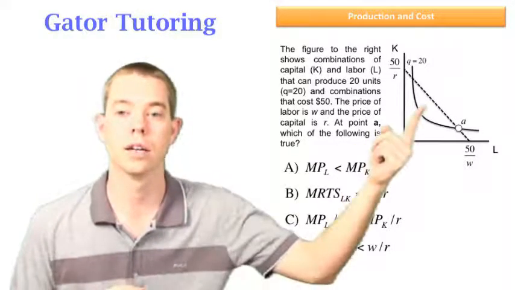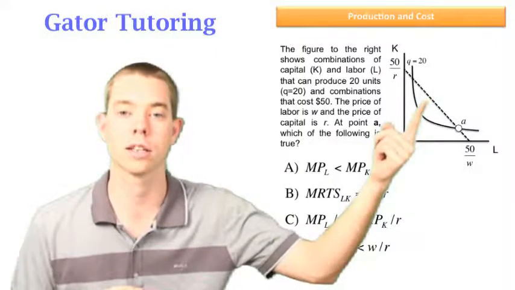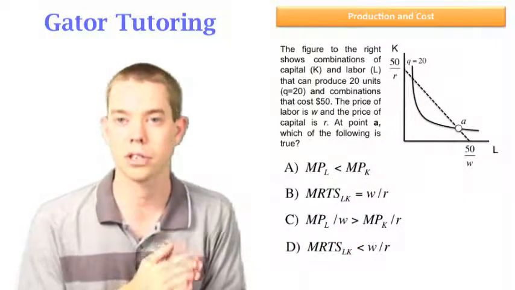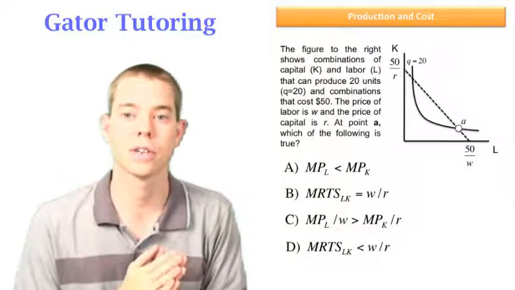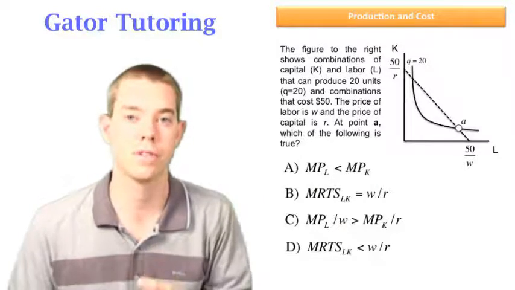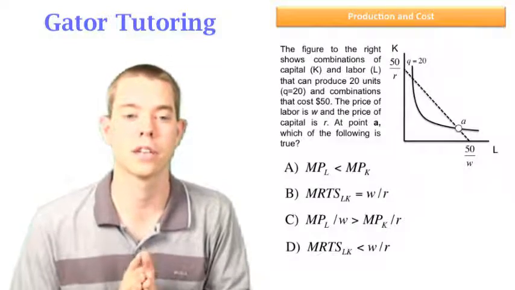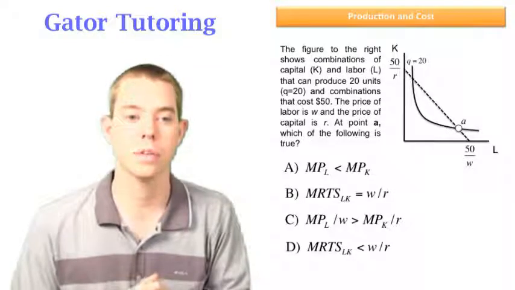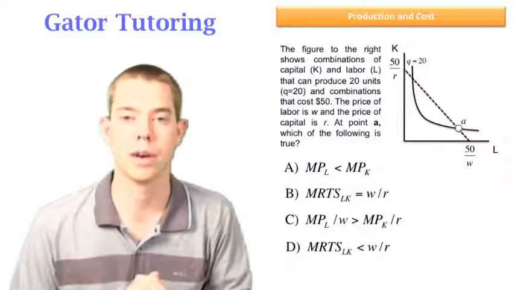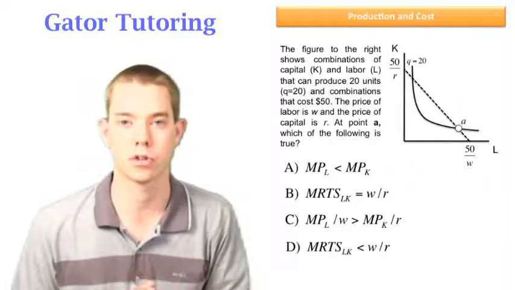This straight line is called our isocost line. That is similar to our budget constraint. That's telling us different combinations that cost $50. So now that we have that settled, the question says, at point A, which of the following is true? So at point A, what's going on? And it gives us these different answer choices.